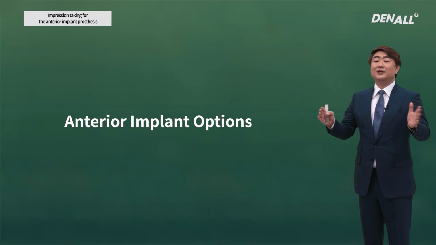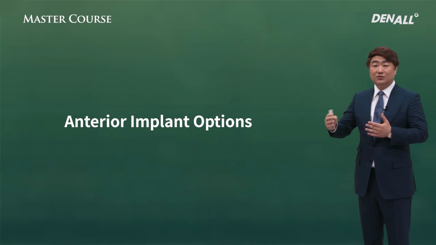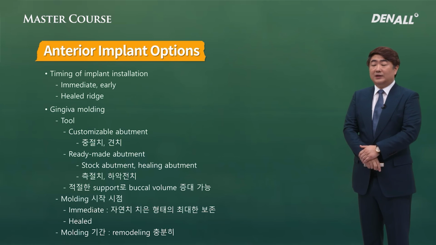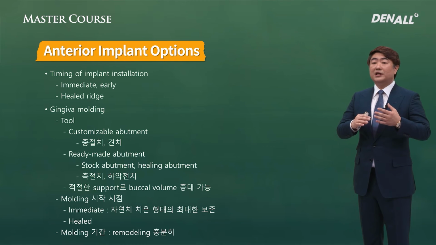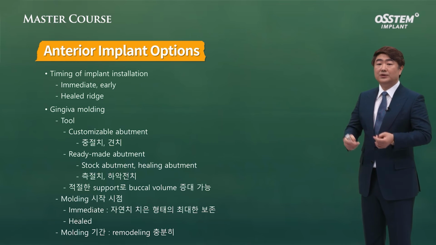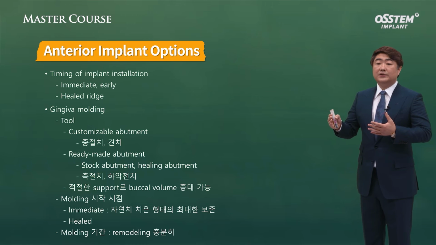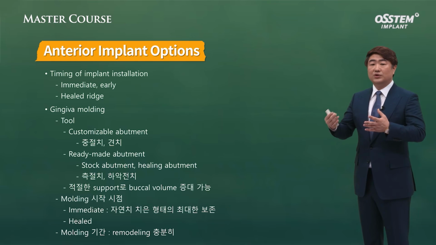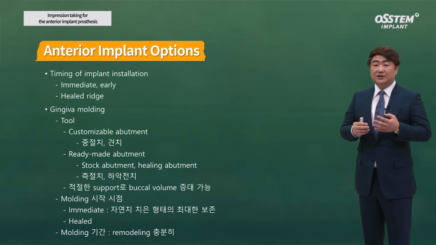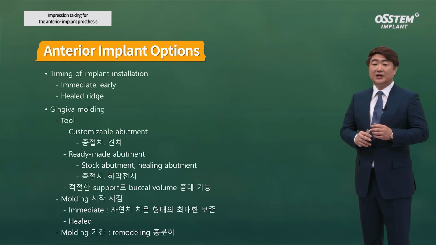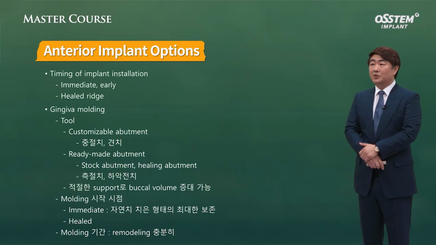If we talk in a wider area and look at all the anterior implant procedures, what kind of options do we have for aesthetics? When we place an implant, when the extraction socket is preserved, then immediate placement would be more favorable. And for gingiva molding, a customizable abutment or using tools for that would be more favorable, especially for the central incisors and canine. But for the lateral incisor and lower anterior side, a ready-made abutment could be used.